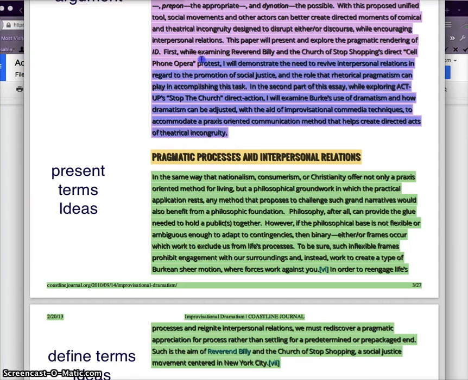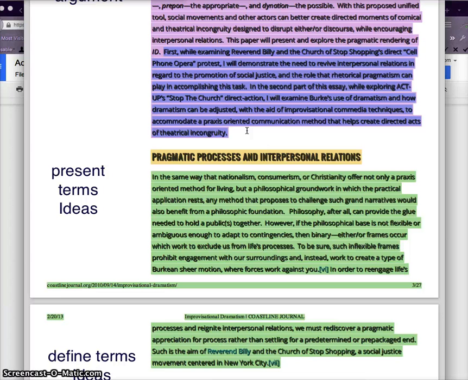Now, what's interesting here is what I'm doing is using a lot of language that is going to be important to my audience, okay? If I was going to communicate to you, this paper was written for you, my students, I might say, first we're going to look at this protest by Reverend Billy and the Church of Stop Shopping. They had a great protest called the Cell Phone Opera, and I'm going to show you how they were able to use this particular protest to make sure that they had good relations with the customers already in the store, and how at the same time they were able to promote social justice and also reject the shopping paradigm.